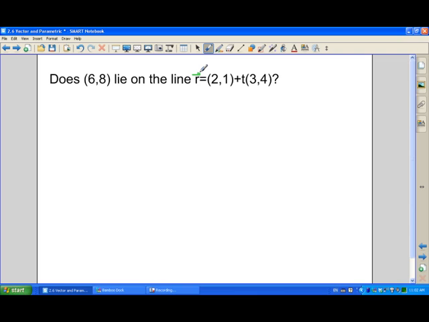Here's a better question. With the same equation, can I figure out if the point 6 and 8 lies on that line? And yes, we can. So I'm going to let that point 6, 8 equal the vector r. So 6, 8 is going to be equal to my starting point 2, 1 plus t times direction vector 3 and 4.